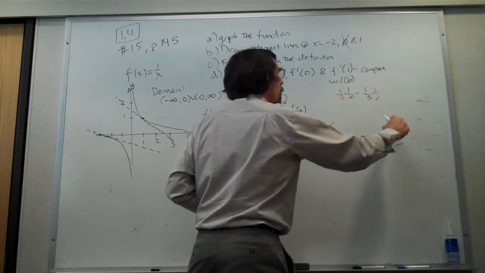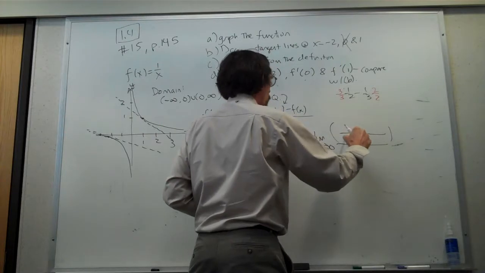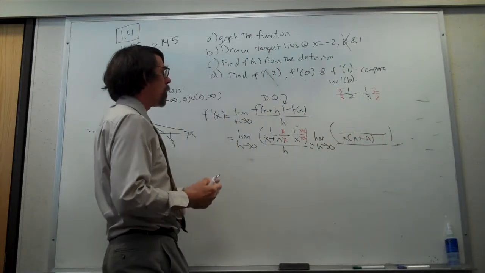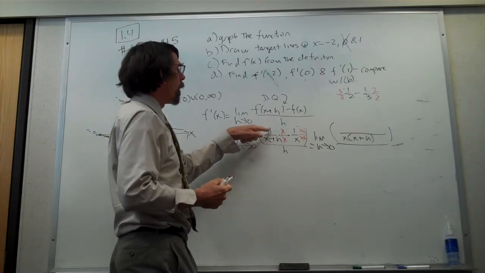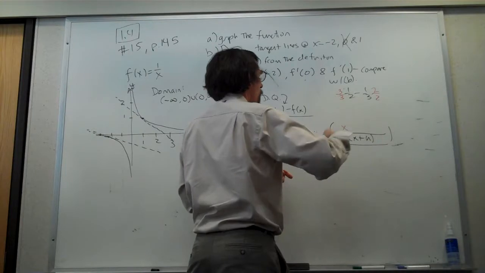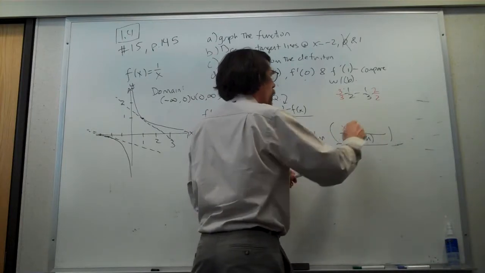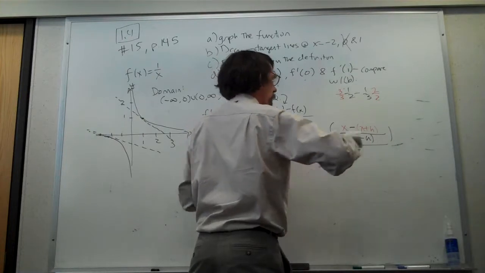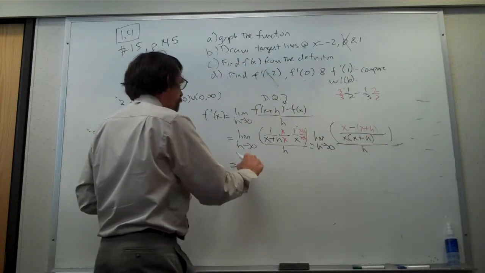X squared plus hx. Yeah, and you could leave it that way, or you could keep it as x times x plus h. And then what's the numerator going to be? Well, here we got that red x, and then we got minus the red x plus h. And all that over h.